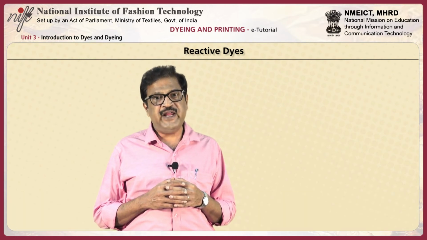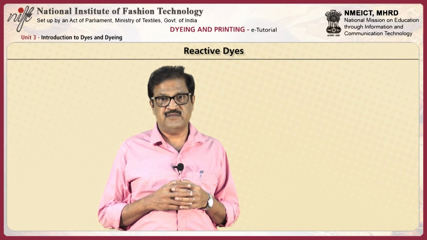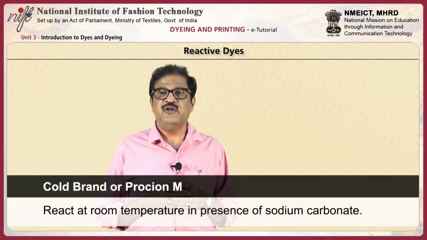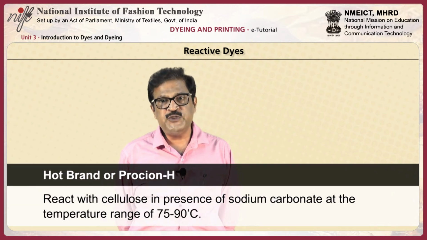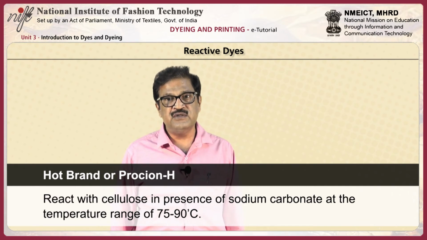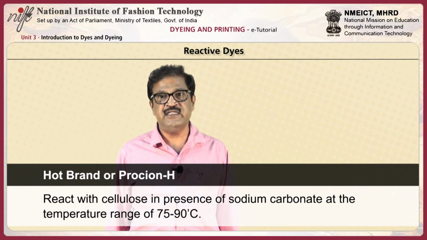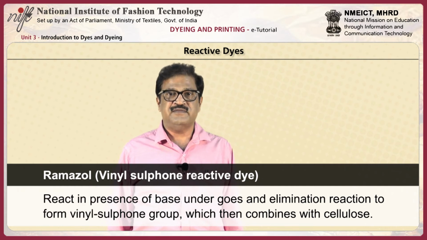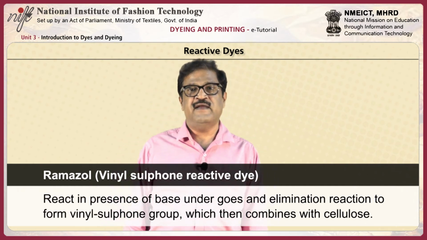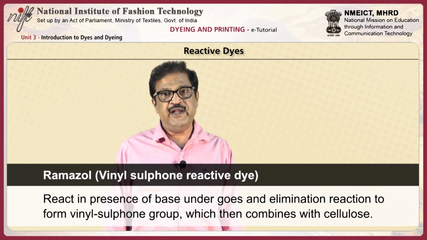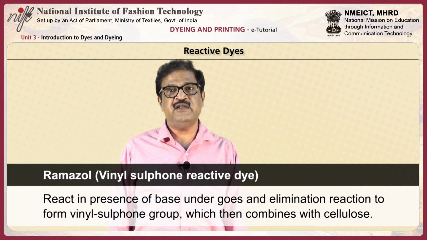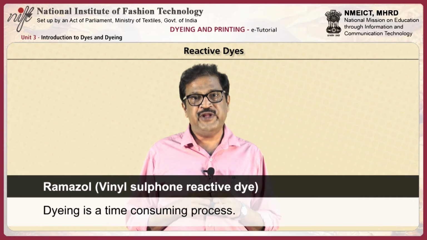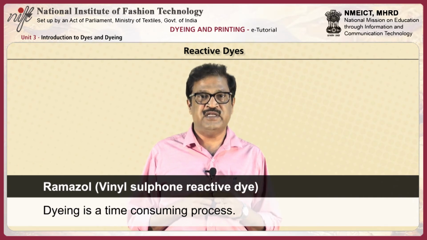Reactive dyes. Reactive dyes are water soluble anionic dyes. Cold brand or Procion M type react at room temperature in the presence of sodium carbonate. Hot brand or Procion H type will react with cellulose in the presence of sodium carbonate at the temperature range of 75 to 90 degrees centigrade. Remazol, a vinyl sulfone reactive dye, in the presence of base undergoes an elimination reaction to form a vinyl sulfone group, which then combines with cellulose. Reactive dyeing process is time consuming.